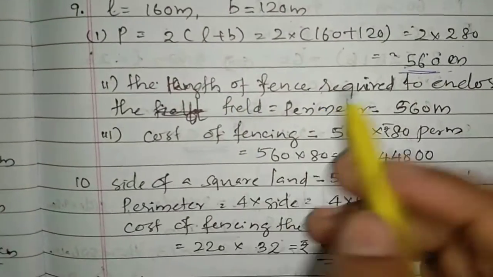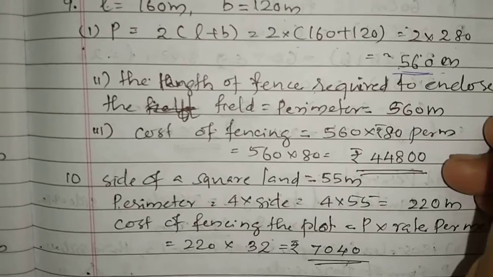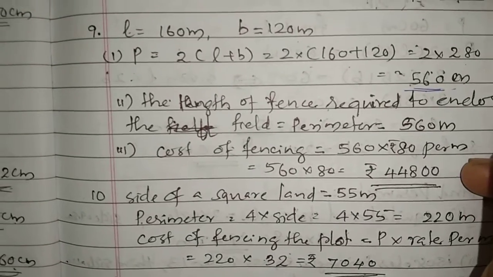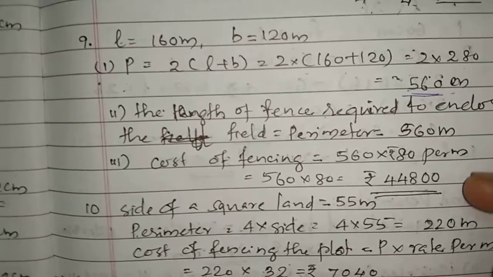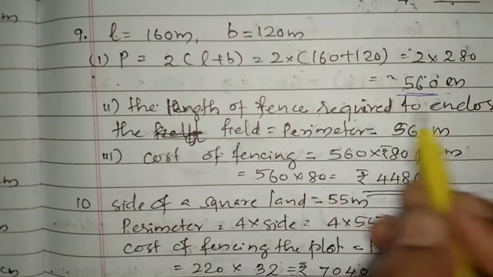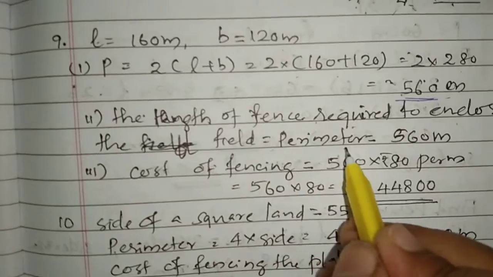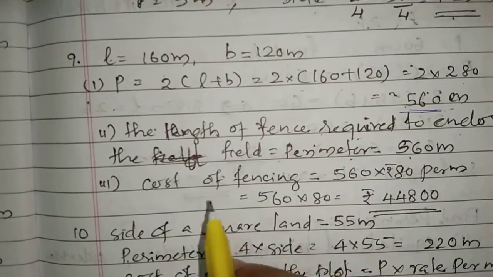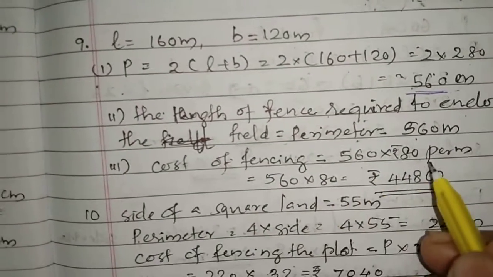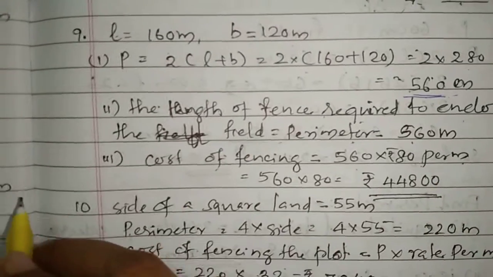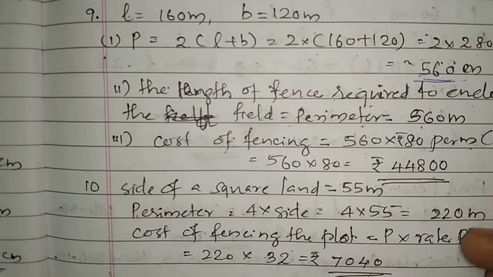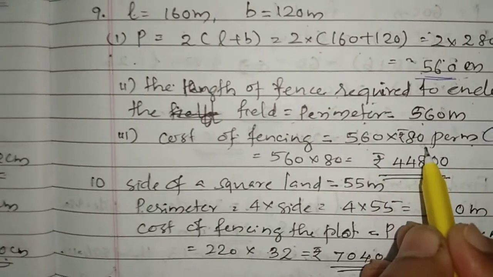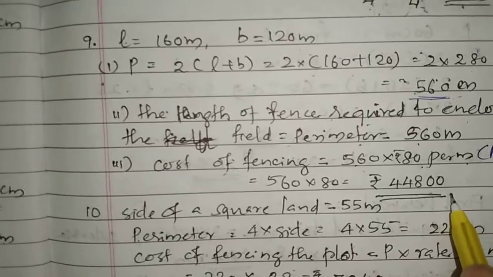The length of the fencing required, that means the fencing means that we have to find the boundary measurement, that is the perimeter, same as the perimeter. So the fencing required to enclose the field means perimeter. That's 560 itself. Cost of fencing means perimeter into rate per meter. That was the formula. Perimeter into rate, 80 rupees per meter. You can find the answer.